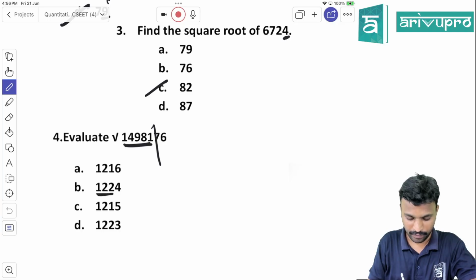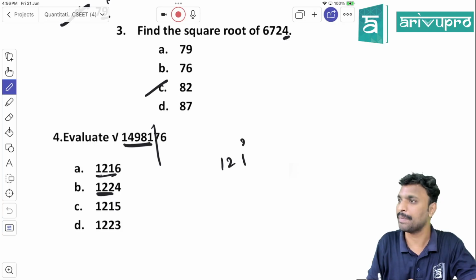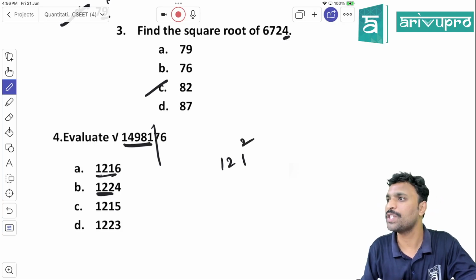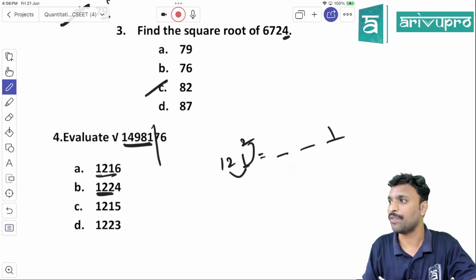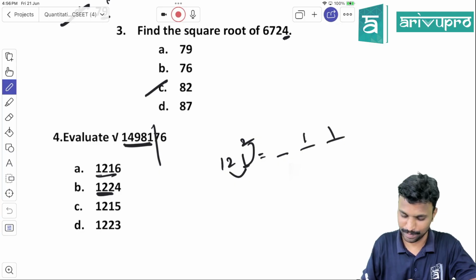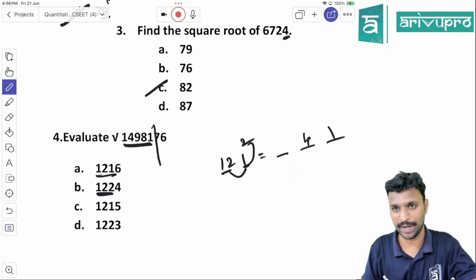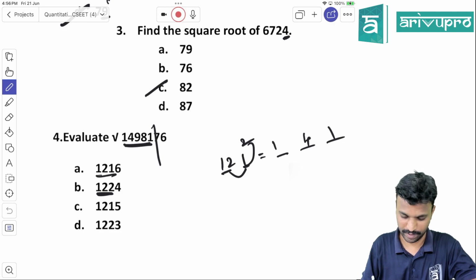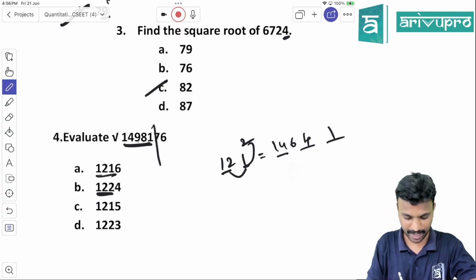So first of all, we'll try with 121. How do you find 121 squared? Units place digit 1. 12 into 1 is 12. 12 twos are 24. 4 is the number, 2 is the carry. 12 squared is 144. 144 plus 2 is 146. So it is 14641. It is lesser than 14981. Try with 122.